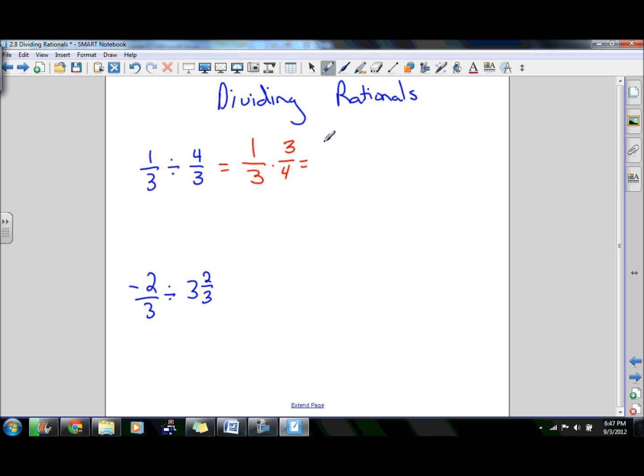1 times 3 is 3. 3 times 4 is 12. And now we have to simplify. We divide the top and the bottom by 3, and we get 1 over 4.